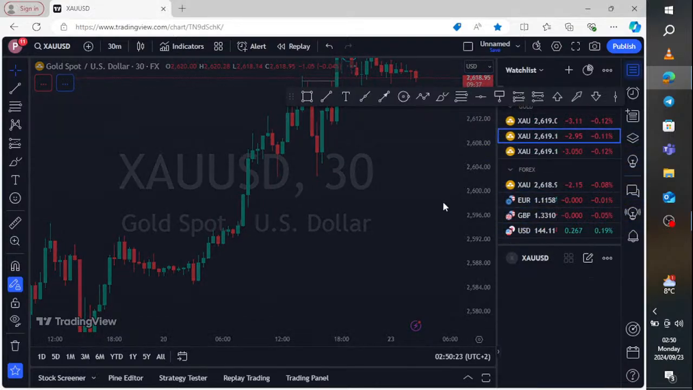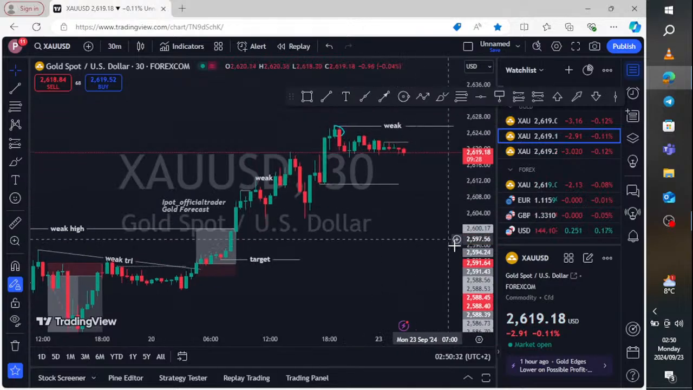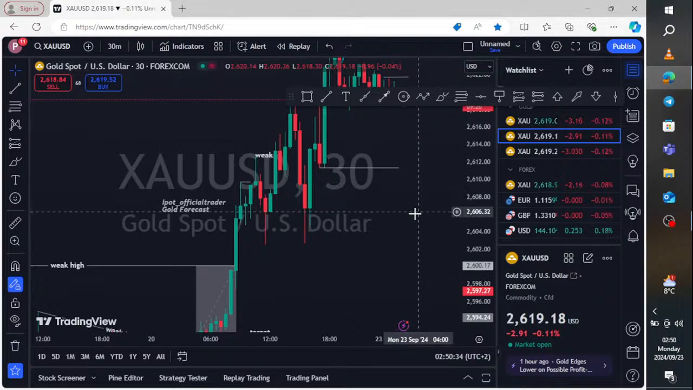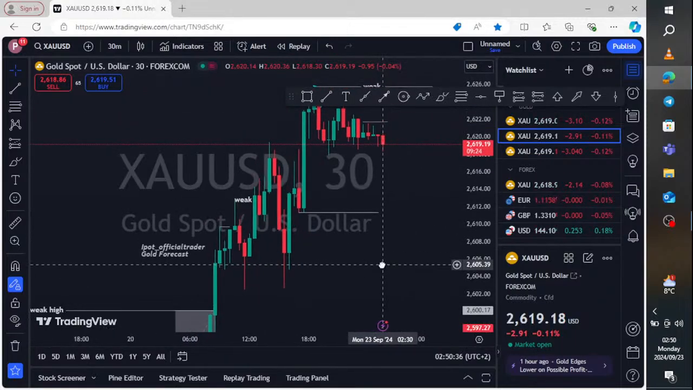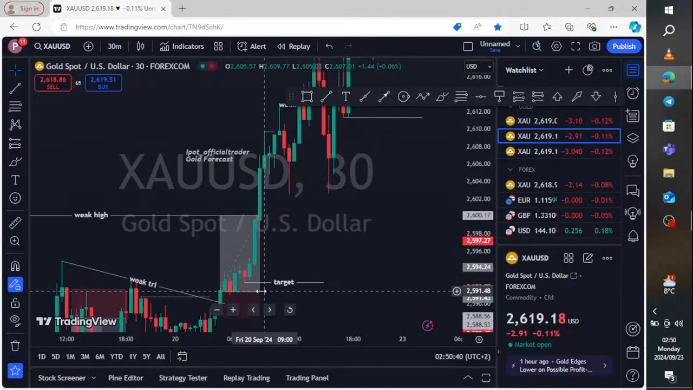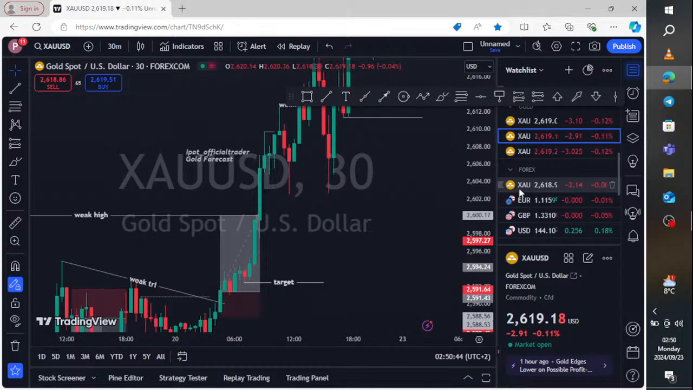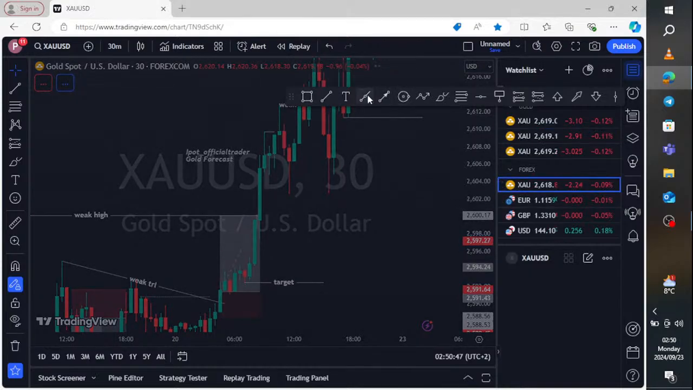Okay, let me take it here. Our next key would be this one, and the last one would be this last area around here. Okay, I see it. So it would be this one.